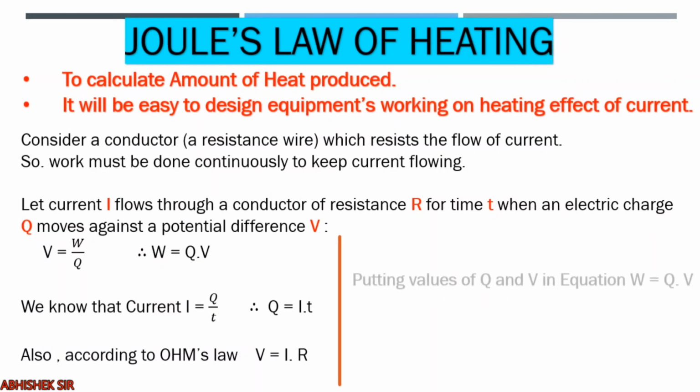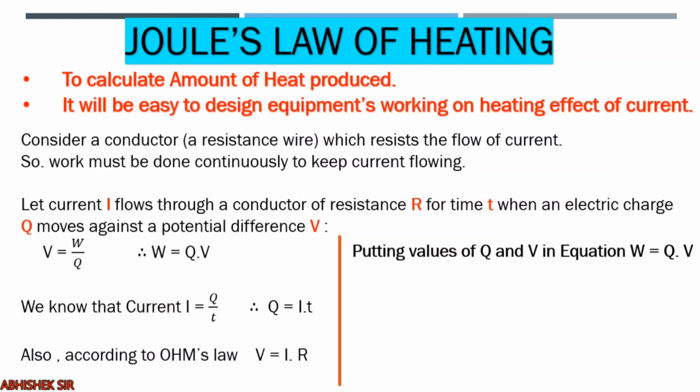Putting the values of Q and V in the equation W equals QV, we get W equals, instead of Q I have written in brackets I into t, then a multiplication dot, and instead of V I have kept I into R as per Ohm's law. So I is repeated two times, t and R are one time. So what will be our final formula? W equals I square R t.